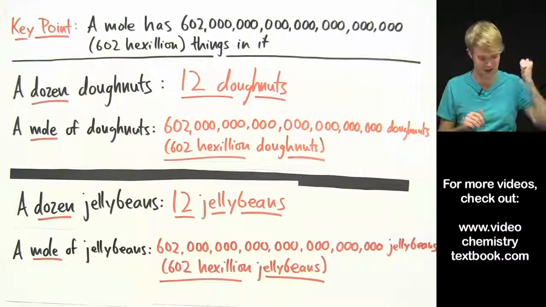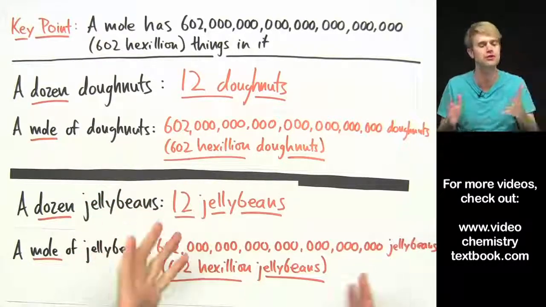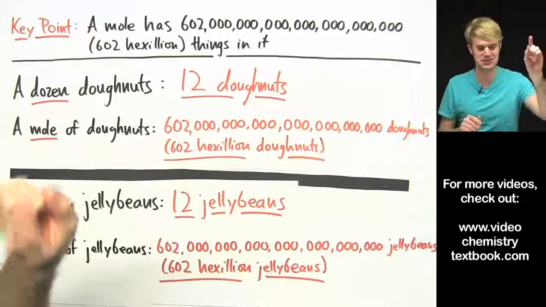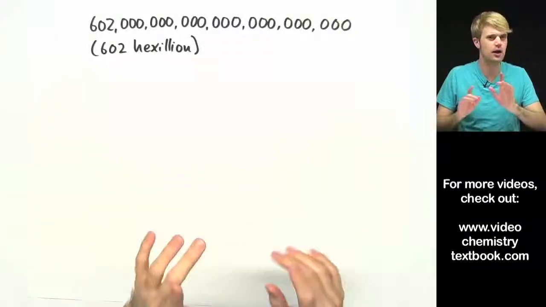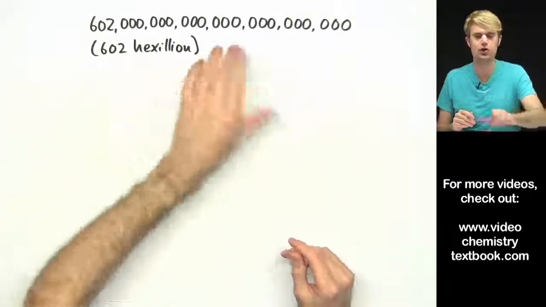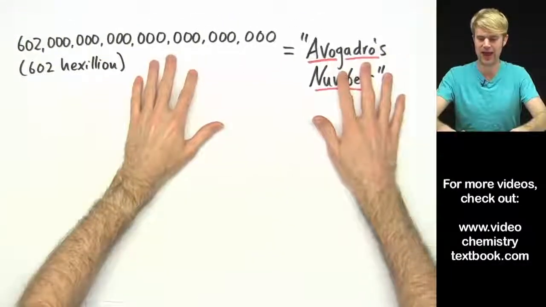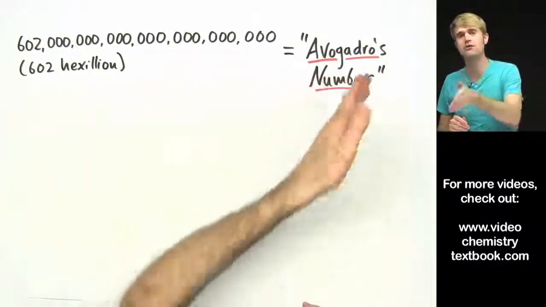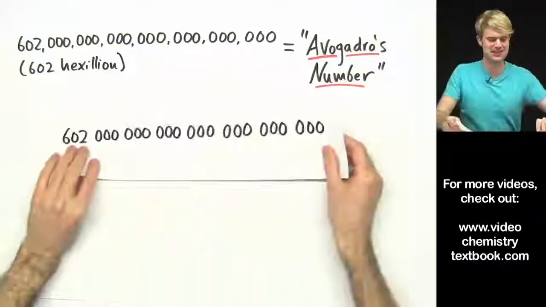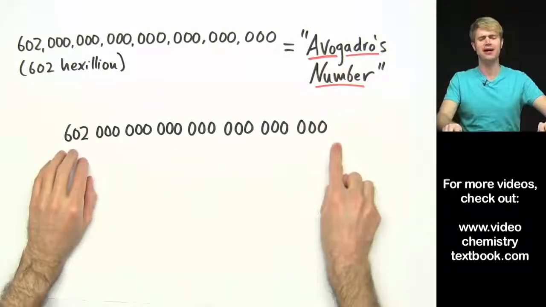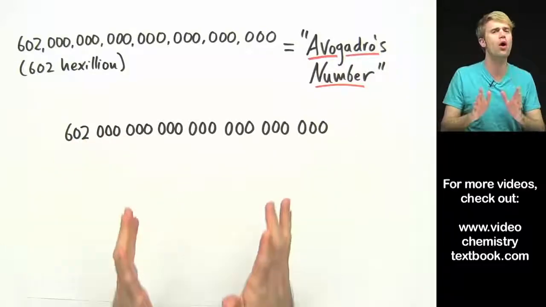You can have a mole of donuts, you can have a mole of jelly beans, a mole of cars, a mole of paper clips, a mole of bouncy balls. Just as long as it is 602 hexillion things, you got a mole. Now let's talk a little bit about this actual number, 602 hexillion. This number is often referred to as Avogadro's number in honor of the Italian scientist who discovered it. But now, check this out here, right? 602 hexillion. This is a gigantic number. 602 with 21 zeros after it.